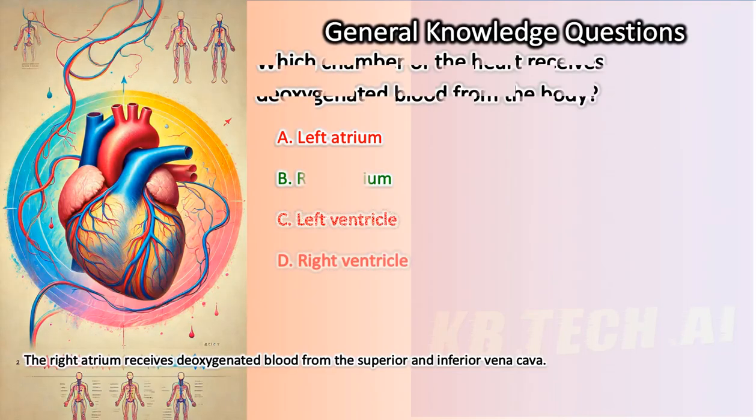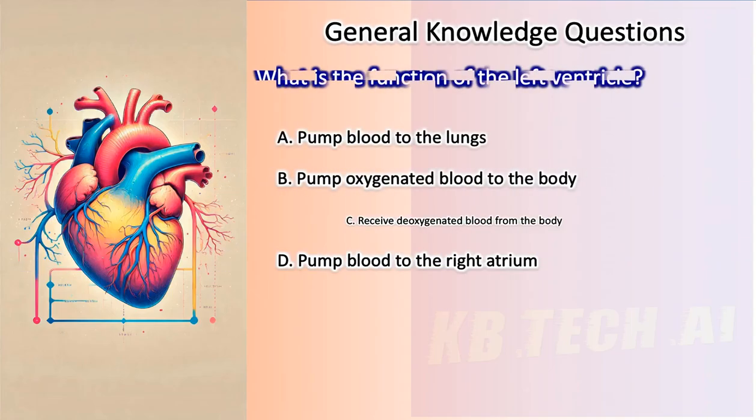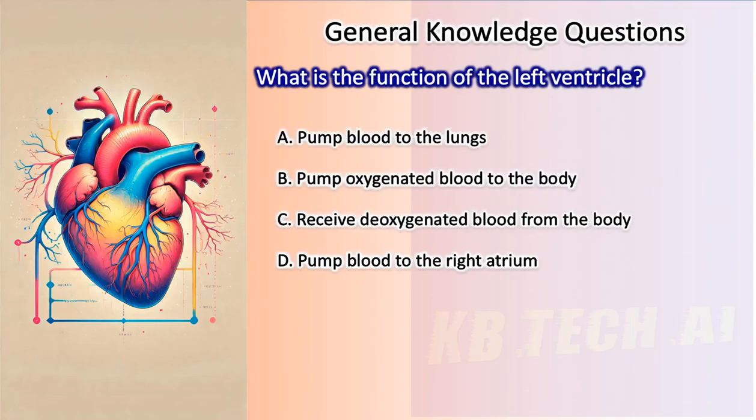The answer is option 2. Right atrium. What is the function of the left ventricle? Option 1. Pump blood to the lungs. Option 2. Pump oxygenated blood to the body. Option 3. Receive deoxygenated blood from the body. Option 4. Pump blood to the right atrium.